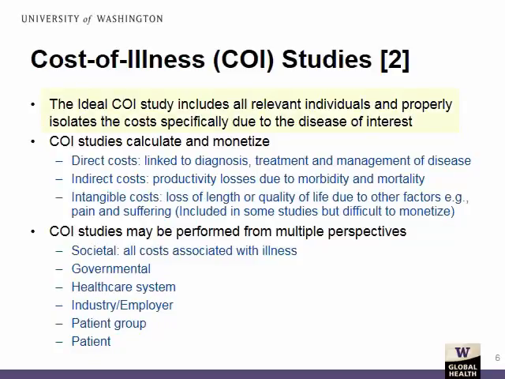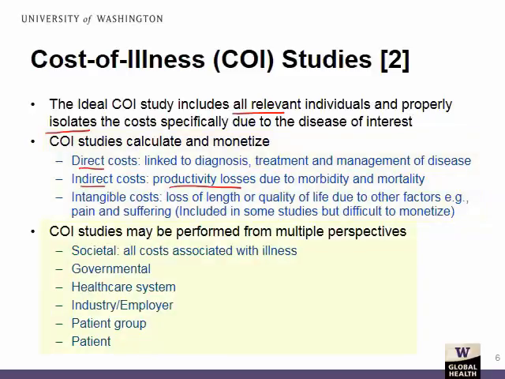The ideal cost of illness study includes all relevant individuals and tries to isolate the costs that are specifically due to the disease of interest. So it tries to isolate disease-specific costs, and it tries to calculate and monetize direct costs, which are linked to diagnosis, treatment, and management of the disease; indirect costs, which are productivity losses due to morbidity and premature mortality; and then intangible costs, which are to do with the loss of length or quality of life due to factors like pain and suffering. And these ones, like we saw in week 3, can be quite difficult to monetize.